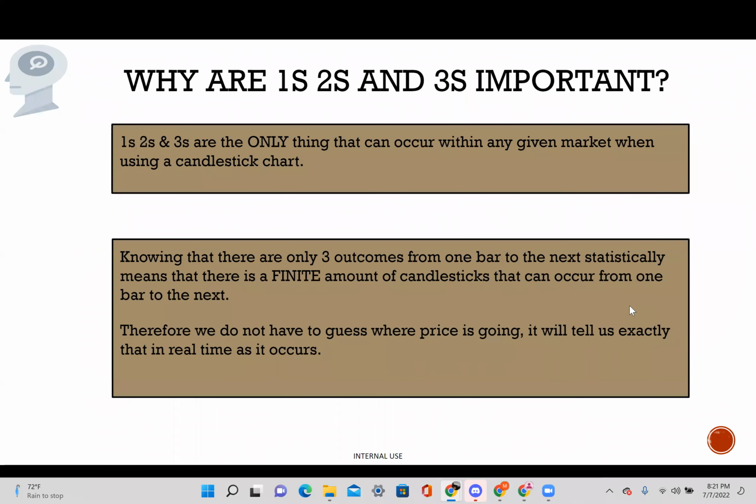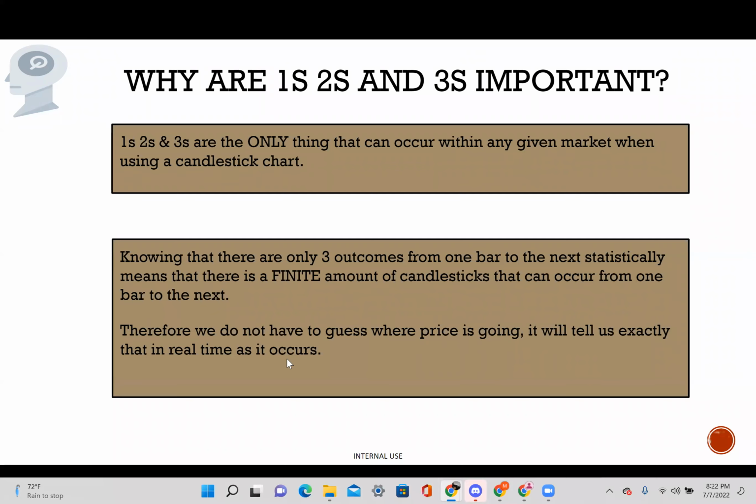So going back over here, knowing that there are only 3 outcomes from one bar to the next statistically means that there is a finite amount of candlesticks that can occur from one bar to the next. Therefore, we do not have to guess price. We do not have to guess where price is going. It will tell us exactly that in real time as it occurs.